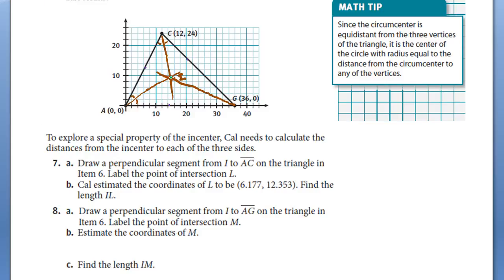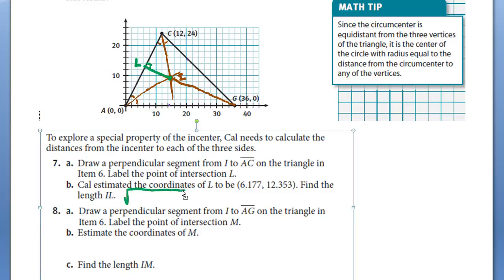So perpendicular segment from point I to AC. I want to draw right to AC, and when I touch AC, I want to have a nice 90-degree angle there. We're supposed to call this point L. Cal estimated the coordinates of L to be 6.1, 12.3. Find length IL. And to find a distance, you use the distance formula.